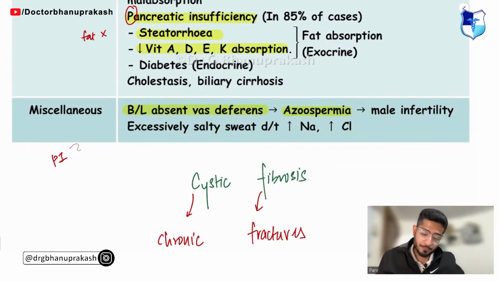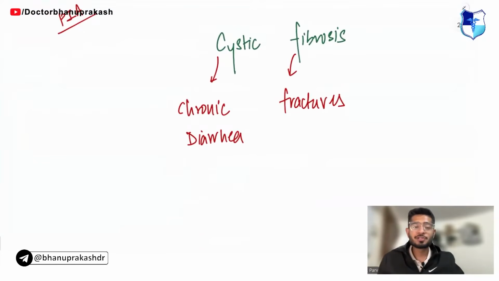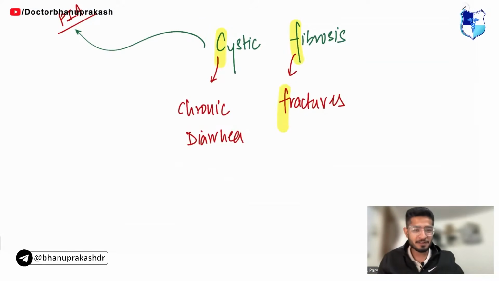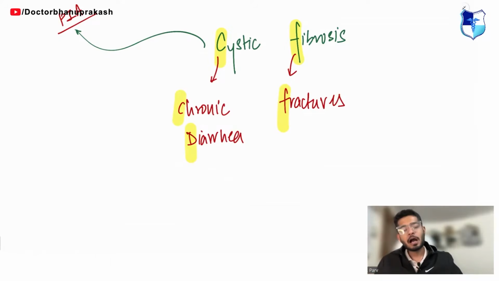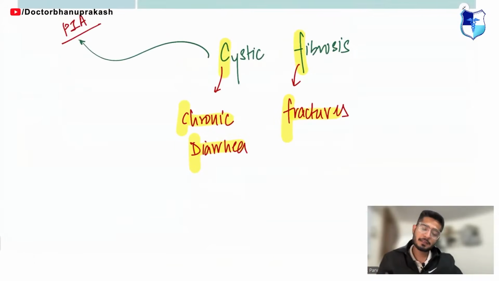So cystic fibrosis, you can remember with the mnemonic of PIA. Okay, cystic fibrosis, F for fractures, remember this, F for fractures, and C and D come together, so chronic diarrhea. So if anybody asks you chronic diarrhea plus fractures, remember, so C, D and F, all these things are going to be important. And PIA is the mnemonic.